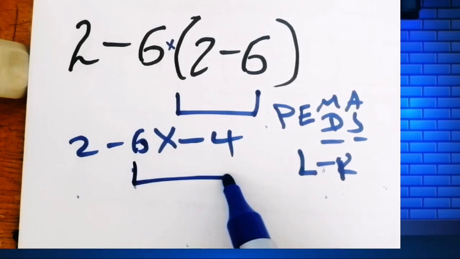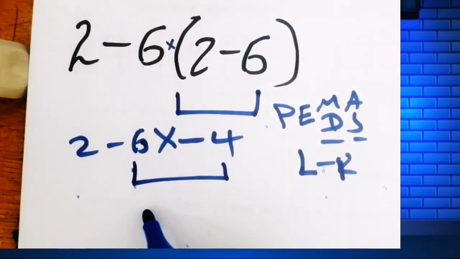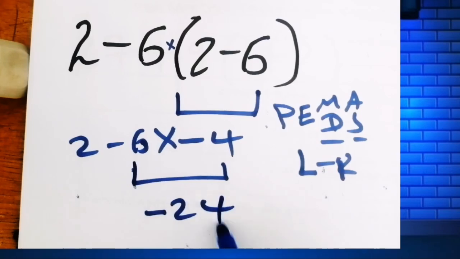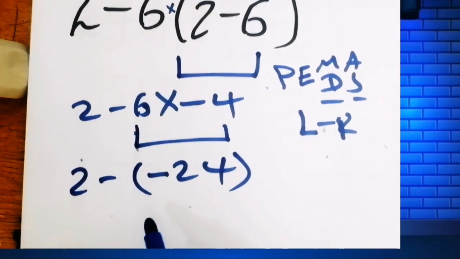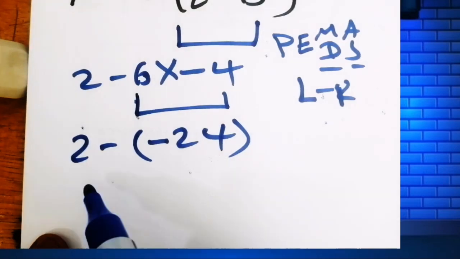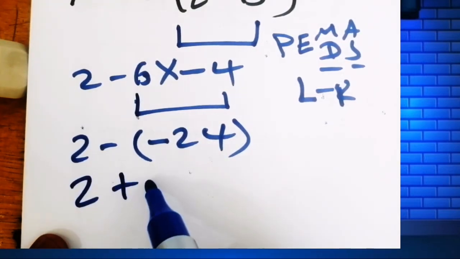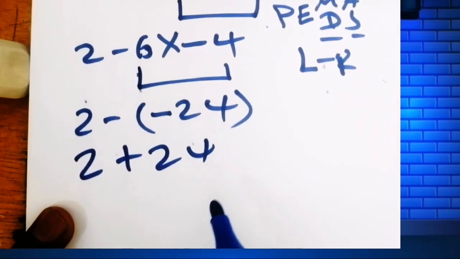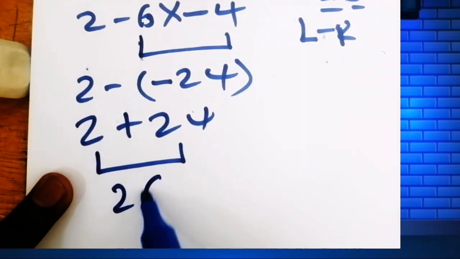Therefore we have to multiply these numbers. Therefore 6 times negative 4, which gives us negative 24. Okay, therefore 2 minus negative 24. So as you know, negative times negative gives us what? Positive. So which is what? 2 plus 24. Then 2 plus 24 gives us 26.